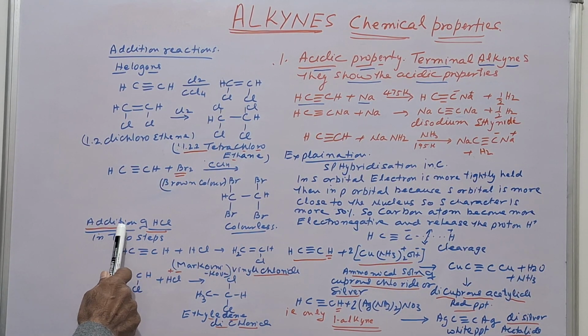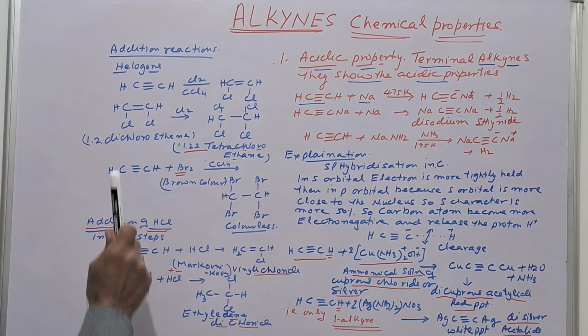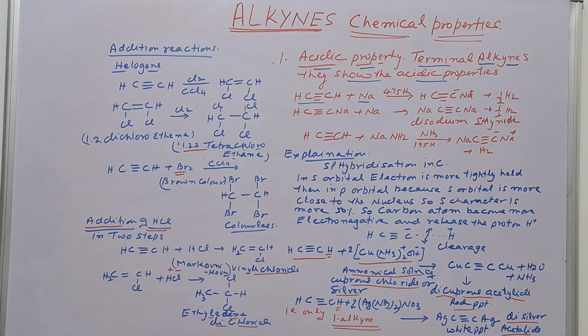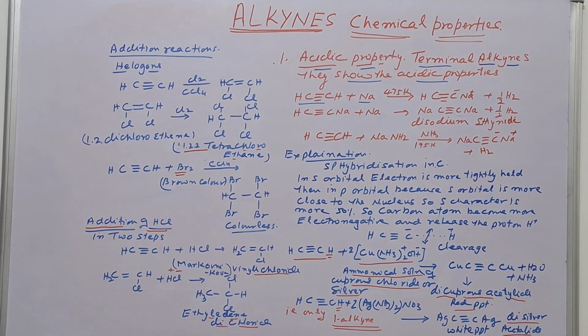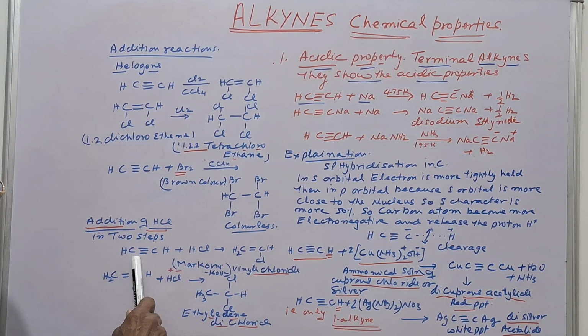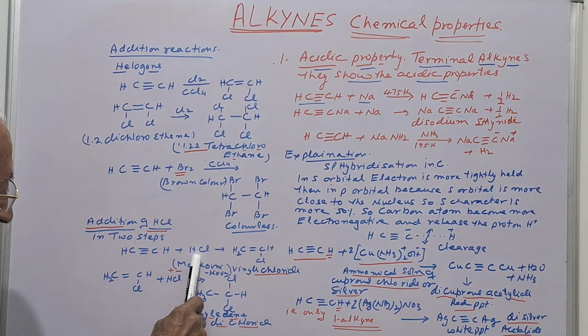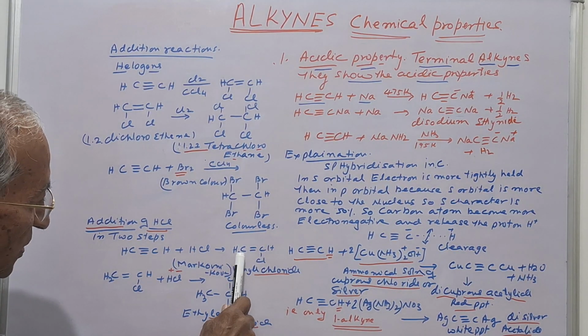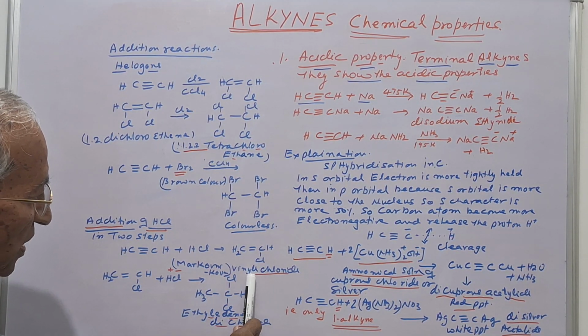Now, addition of HCl. As it is a triple bond, the reaction always takes place in two steps. In the first step, ethyne reacts with HCl, addition of HCl takes place, and it forms CH2=CHCl, that is vinyl chloride.